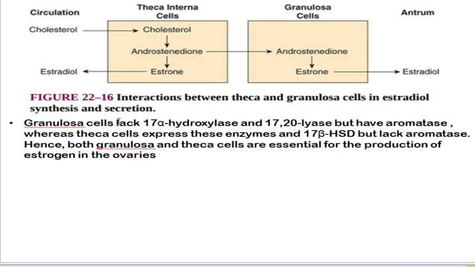Next important thing is that the granulosa cells lack 17-alpha hydroxylase and 17,20 lyase enzymes, but these granulosa cells have aromatase. Whereas the theca cells express all the enzymes, in addition to which they also express the 17-beta HSD enzyme, friends.